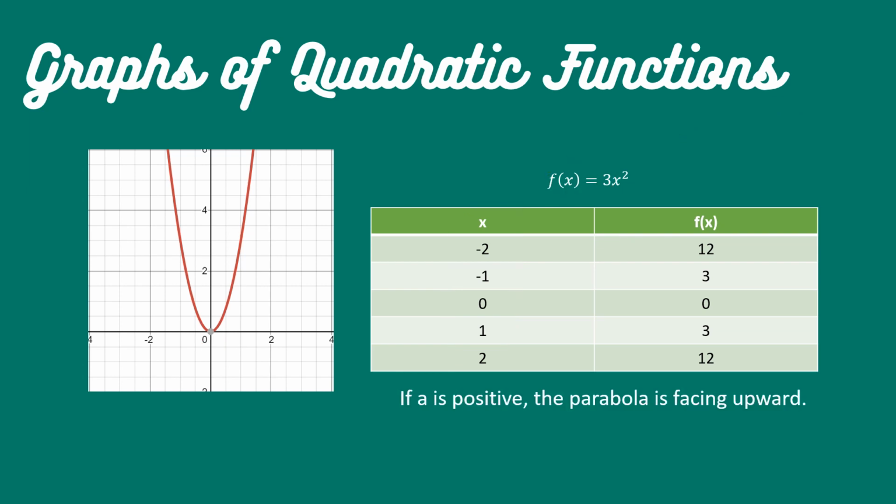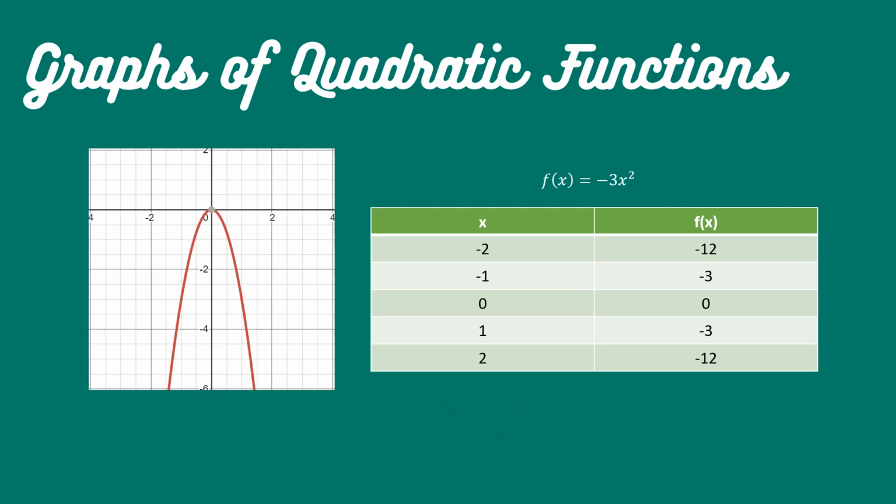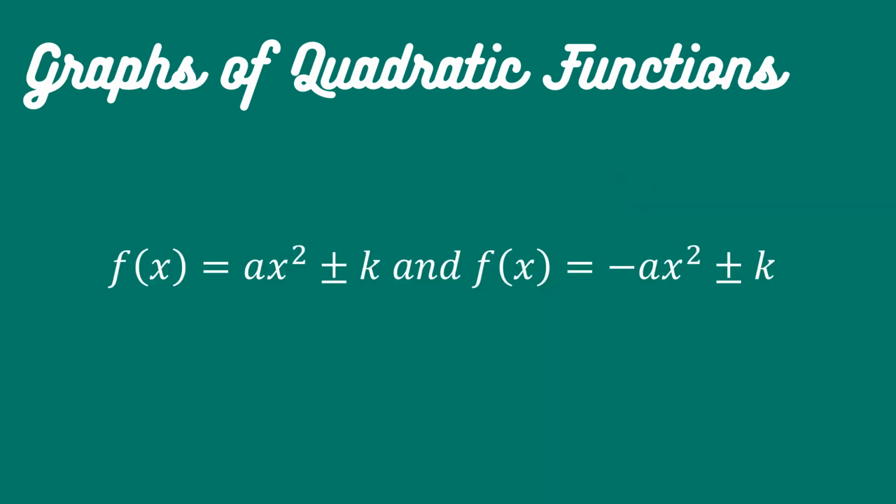So always remember, when a is positive, the parabola is facing upward, pataas. So as you can see here, it's the same thing, but then pababa yung graph natin. This is because when the value of a is negative, the parabola is facing downward. So that is the logic of our f of x is equal to ax squared and f of x is equal to negative ax squared.